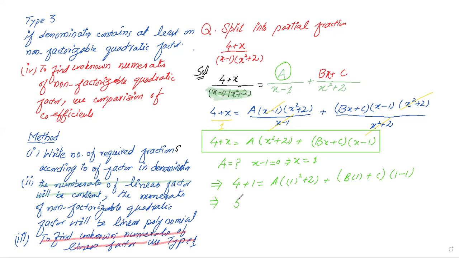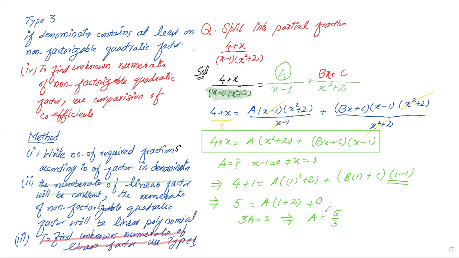4 plus 1 becomes 5, is equal to a times 1 squared becomes 1, and 2 will remain as it is, plus. Now these terms I am underlining with double lines. 1 minus 1 becomes 0, and 0 multiplied by this whole bracket becomes 0. So I will get 3a is equal to 5, and my final answer is a is equal to 5 by 3. That is the first unknown.